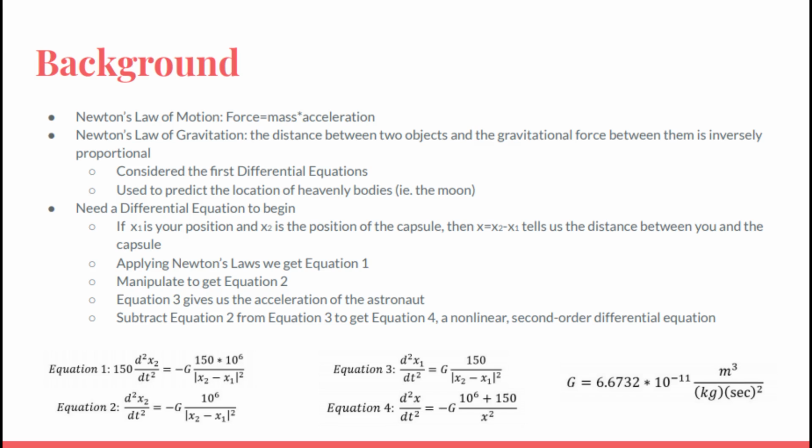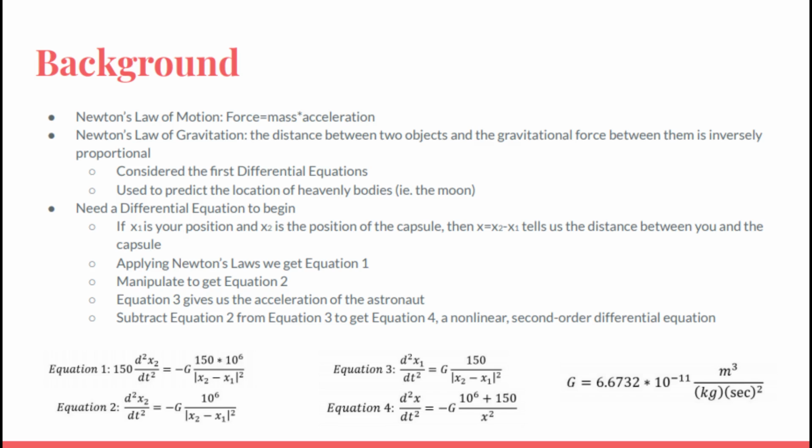When thinking about motion in space, there are two laws that are very important to consider. The first law is Newton's law of motion, which tells us that force is equal to mass times acceleration. The second law is Newton's law of gravitation, which tells us that the distance between two objects and the gravitational force between the two objects is inversely proportional. The two objects in this lab are the escape capsule and you, the astronaut.